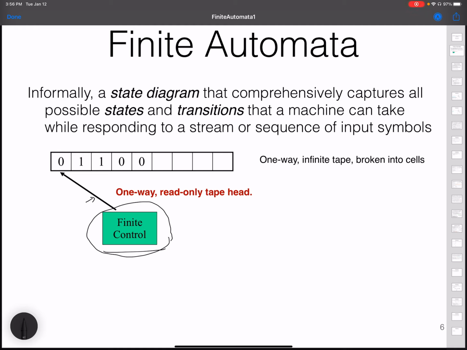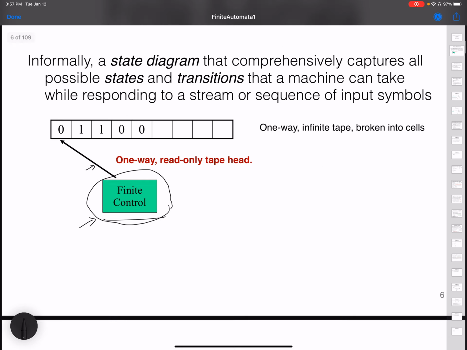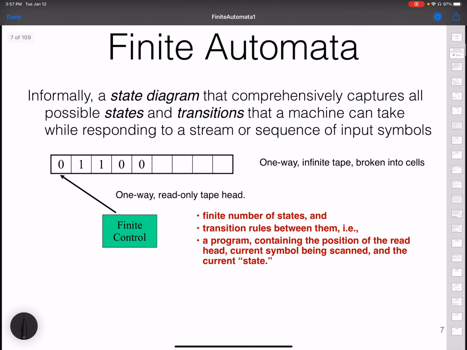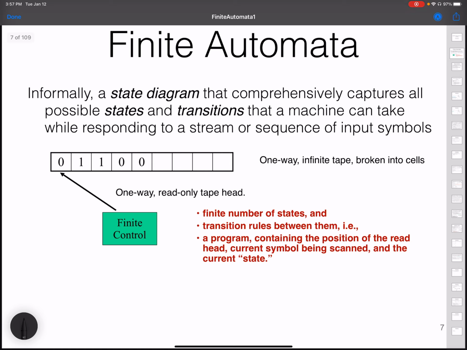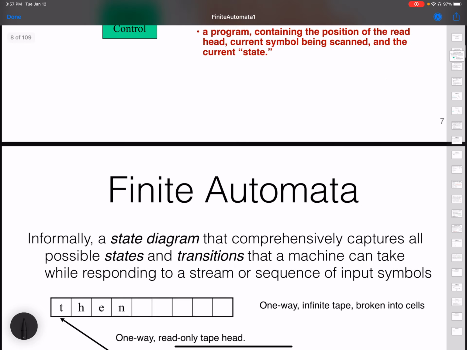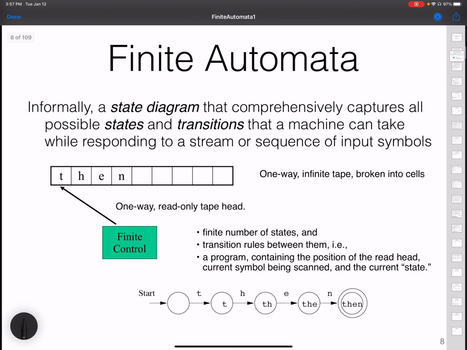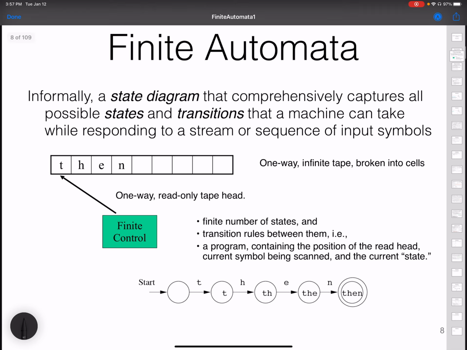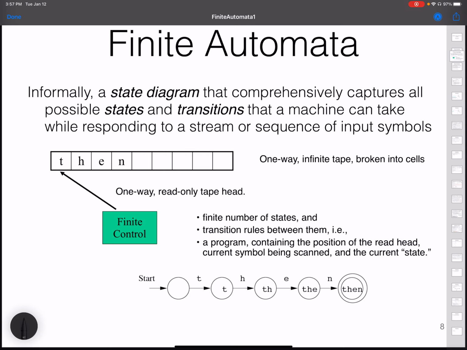So in this processing unit, we are going to have a finite number of states and all the transitions between them. One thing that is crucial here is that the number of states is finite. That's why we call it a finite automata, because the number of states that we can have in this finite control is finite.